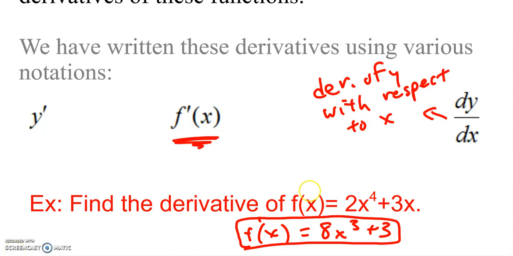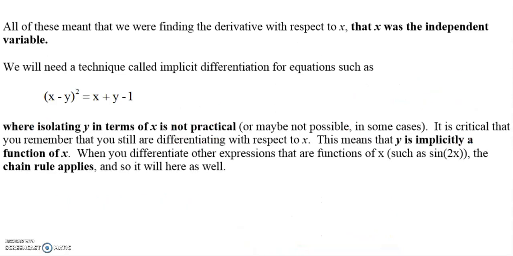Notice again that this is solved for y, and that's typically the problems that we've been finding the derivative of, when they're already solved for y. But what do we do if they are not solved for y? An example of that would be something like you're seeing here. In order to do this, we're going to use something called implicit differentiation.